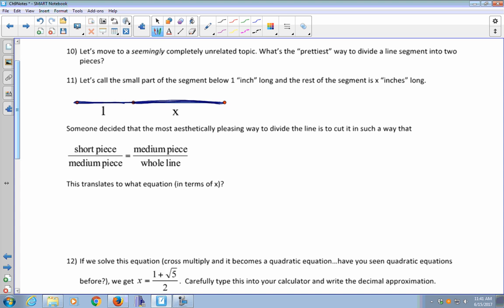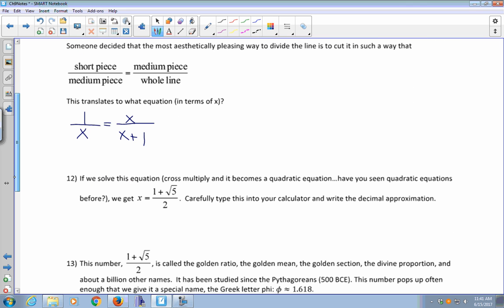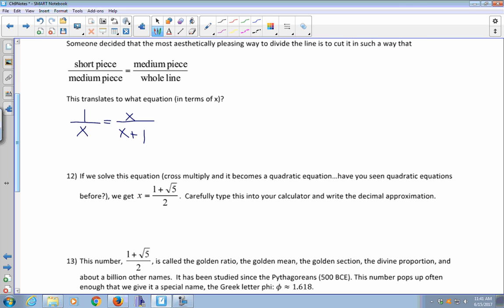So what does this translate to in terms of x? The short piece has a length of 1, the medium piece has a length of x, equals the medium piece x to the whole line, which is x plus 1. Solving that equation for x, it's not the focus of this course, but you basically cross multiply and it becomes a quadratic equation. You may or may not have seen them before. But when you solve for x, you get 1 plus the square root of 5 over 2.